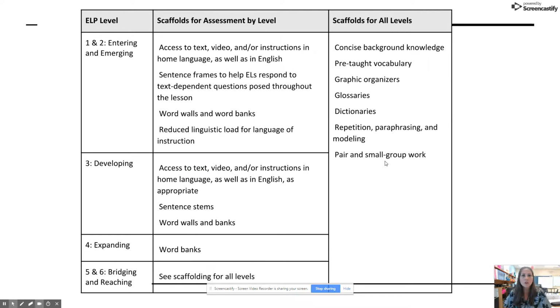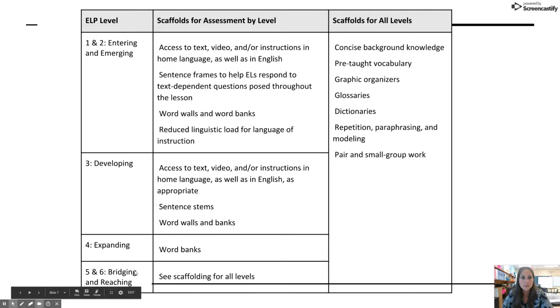Now we're going to take a look at some scaffolds, and this is probably the moment you've all been waiting for. What am I actually going to do to assess the ELs in my class? So once you know their proficiency level, these are the areas that you can do. As you see, there's more support for levels 1 and 2, and it gets less by the time they are level 5 or 6. So I'm going to focus here.